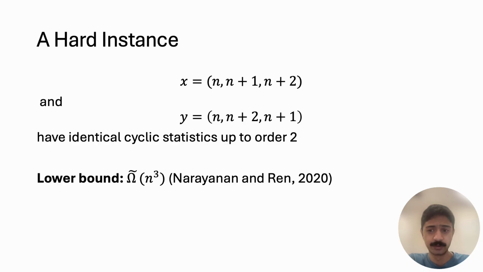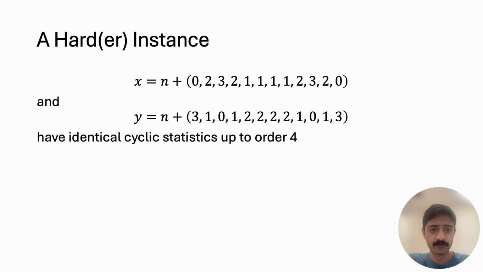Applying our lemma from earlier, we can get an n-cubed lower bound for these pair of strings, which recovers the best known lower bound, which in fact comes from this particular instance, proved by Narayanan and Ren. But we can go even further. We can generalize this result to any pair of strings.